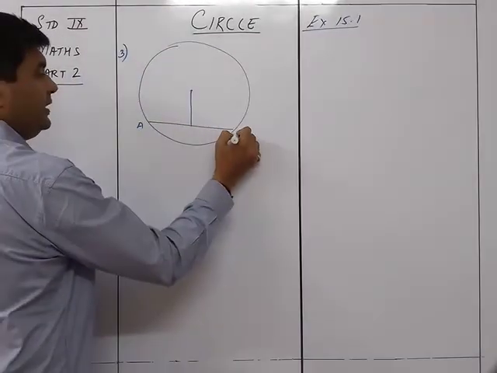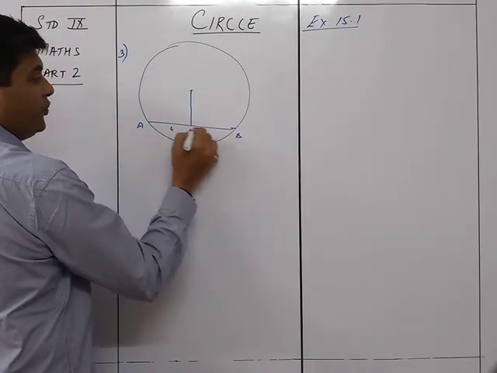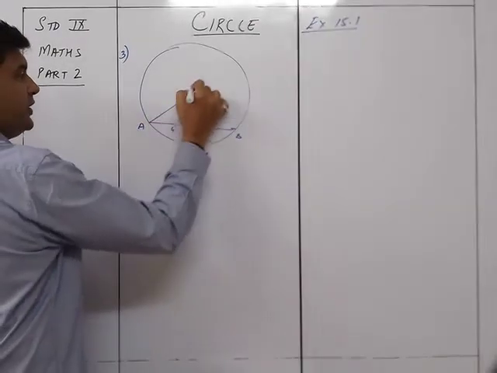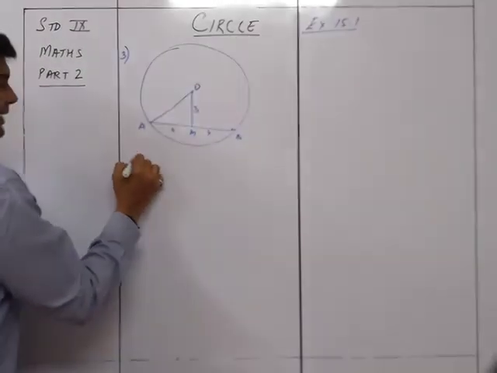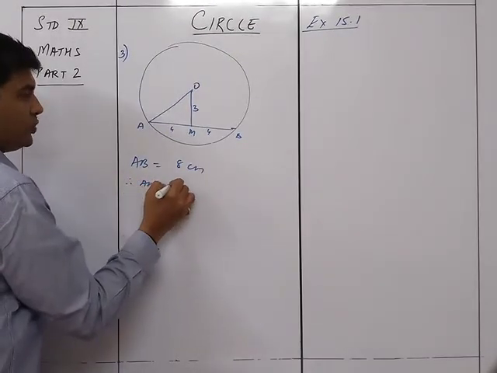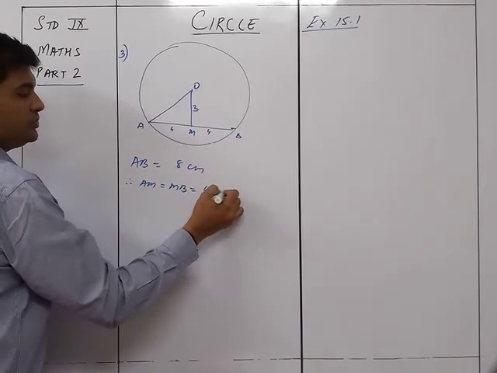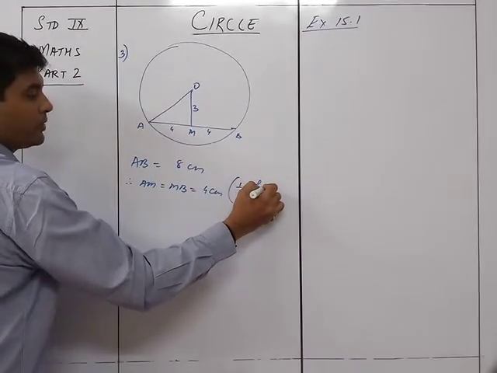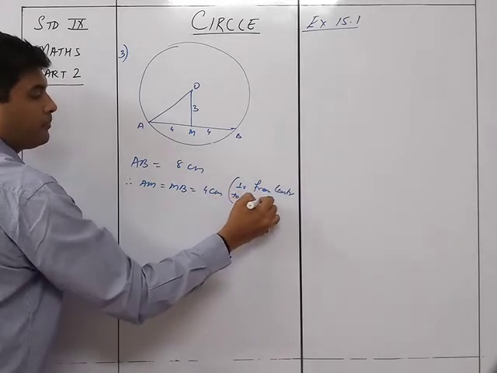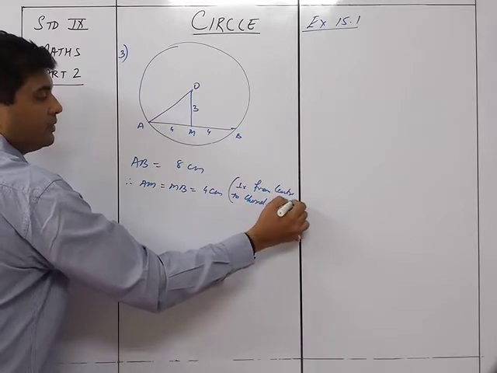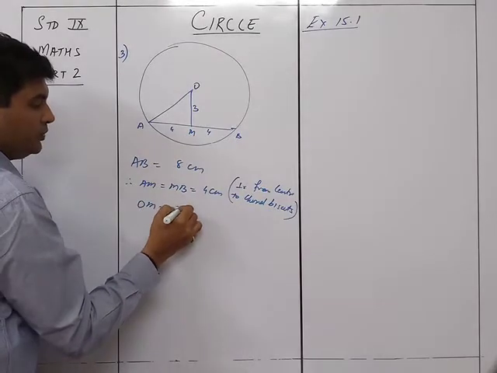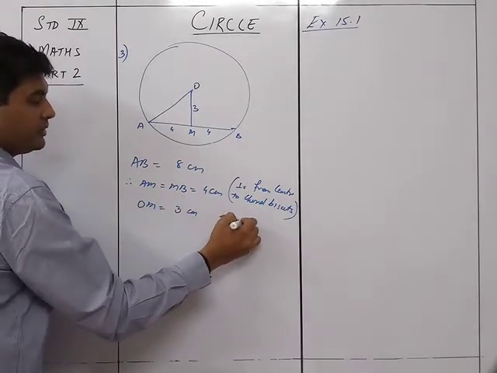So AM and MB are 4 each, because the total is 8, and this distance is 3 over here. So this is what you need to find out. It's given over here that AB is equal to 8 centimeters. Therefore AM is equal to MB is equal to 4 centimeters, because the perpendicular from the center to the chord bisects it. Okay. So OM is equal to 3, given to you.